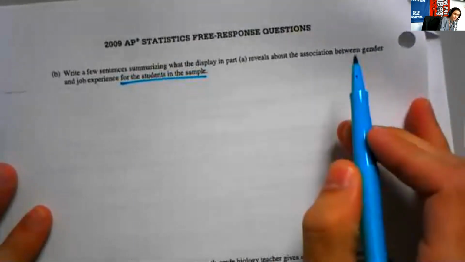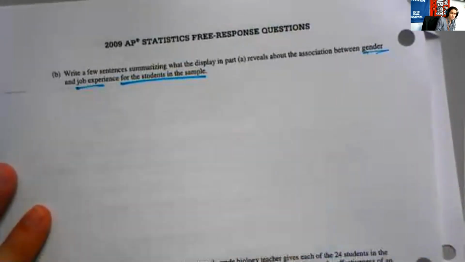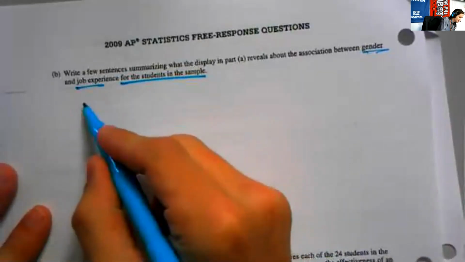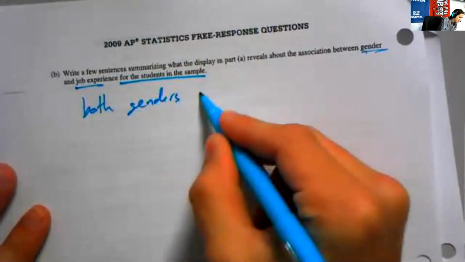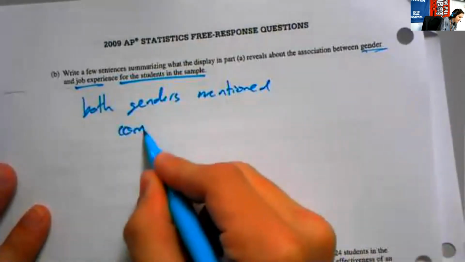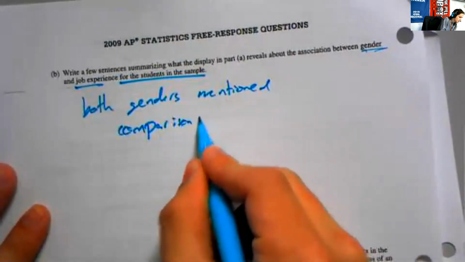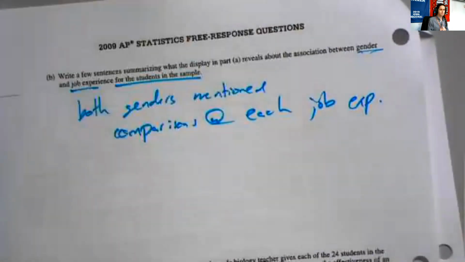So you need to make sure you talk about both genders and all levels of job experience. Both genders need to be mentioned. Maybe comparisons at each job experience. You should talk about everything. Don't just talk about one half of the picture. Talk about both halves of the picture.